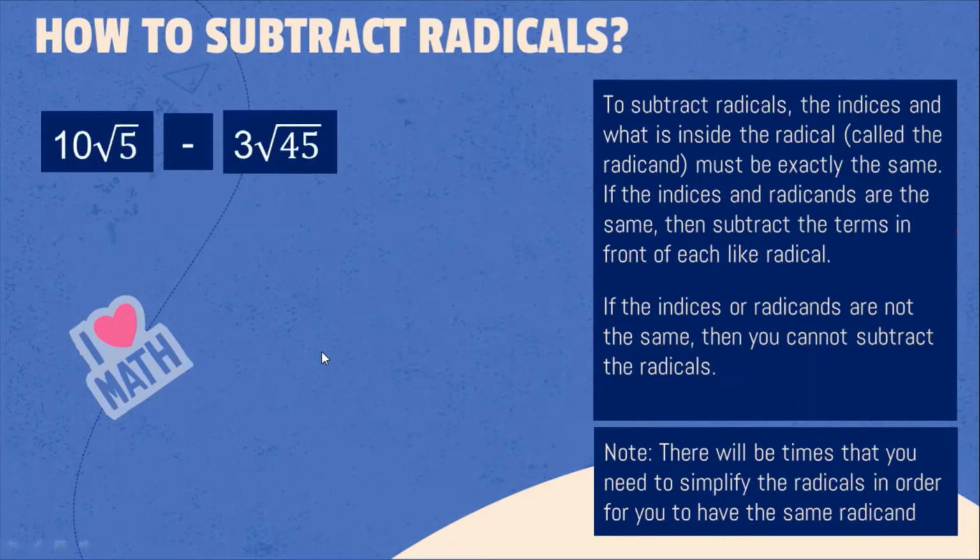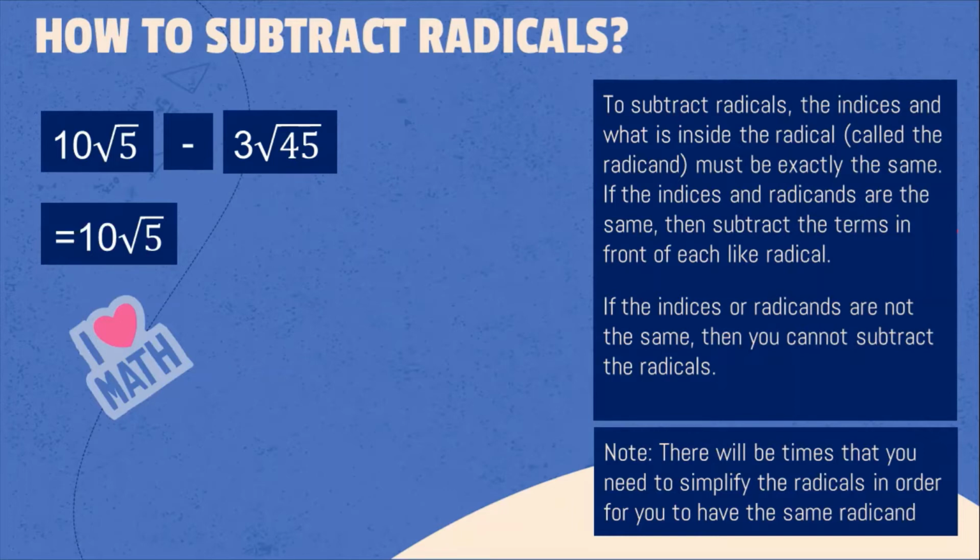Another example, 10 square root of 5 minus 3 square root of 45. We both have the same indices, but the radicands are not the same. But can we simplify? The square root of 5 cannot be simplified because it's already simplified. Square root of 45 can be simplified. We just need to look for a factor that is a perfect square, so we can simplify it. So we will be saying 10 square root of 5. What are the factors of 45? And one must be a perfect square.